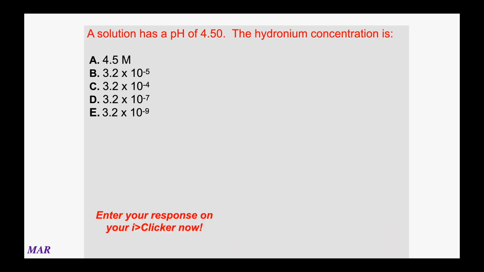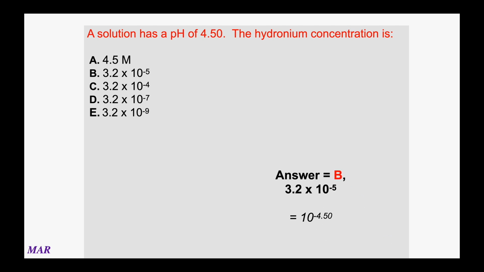A solution has a pH of 4.50. The hydronium concentration is, and you can figure it out. Okay, so this is going just like in the last example from a pH to a hydronium. As we saw, hydronium is 10 raised to the power of negative 4.50. So again, this is something to do in your calculators. And if you do that, it comes out to be answer B, 3.2 times 10 to the minus 5. So this is how you can figure out hydroniums from pH.